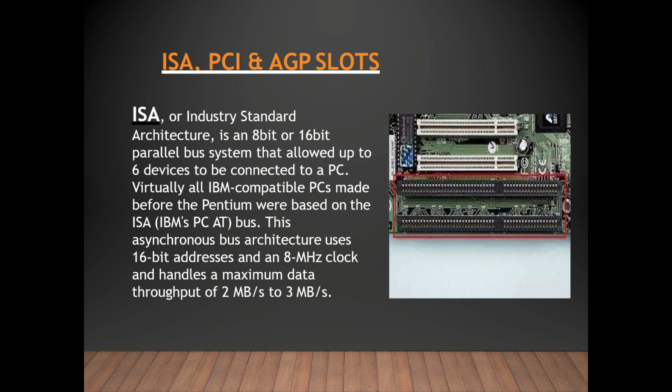The ISA bus provided direct memory access using multiple expansion cards on a memory channel, allowing separate interrupt requests for each card. Plus, the ISA bus could support a network card, additional serial ports, a video card, and other processors and architecture. This asynchronous bus architecture uses 16-bit addresses and an 8 MHz clock and handles a maximum data throughput of 2 megabytes to 3 megabytes.